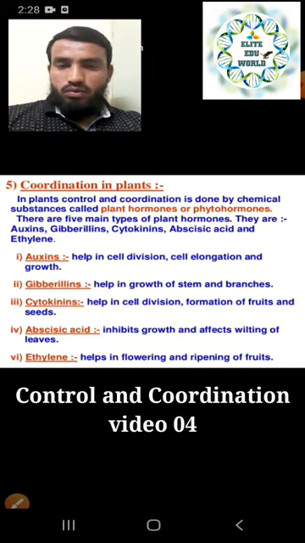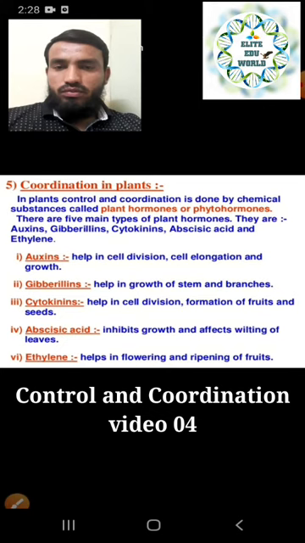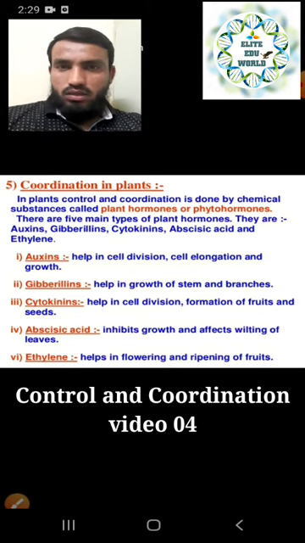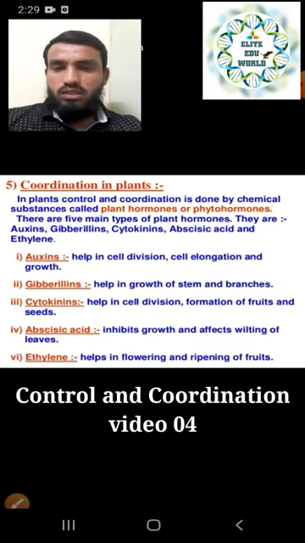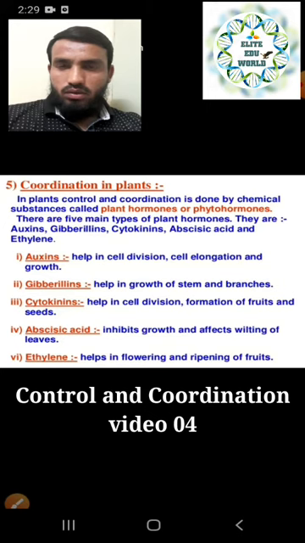And the next, number 4, abscisic acid, that inhibits growth. Which part of the plant needs to stop growth is decided by this abscisic acid. It also affects the wilting of leaves, when a leaf wants to wilt from the tree, there doesn't require growth. So where the plant needs to stop the growth, it will release this kind of hormone, abscisic acid, that will stop the growth of that part of the plant.